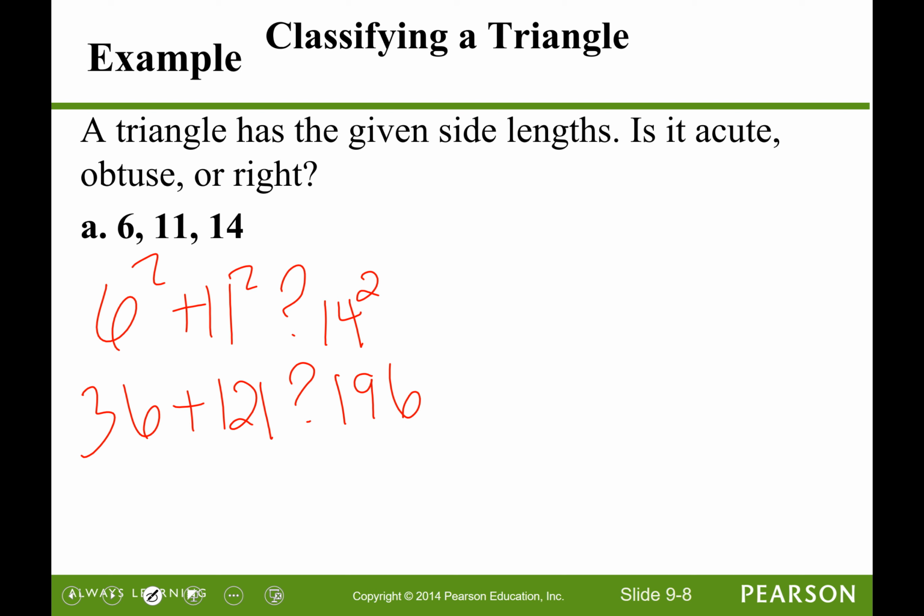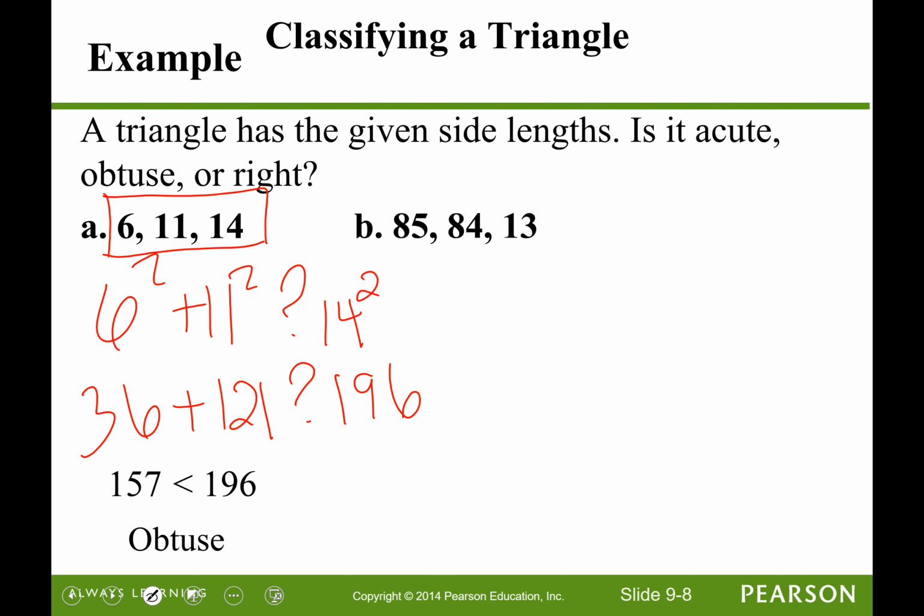Okay, so 121 plus 36. So we end up with 157 being question mark to 196. And 157 is less than 196. So we have an obtuse triangle. So if you had these three side lengths, you form a triangle, you'll end up with an obtuse triangle. Pause this video and try B.